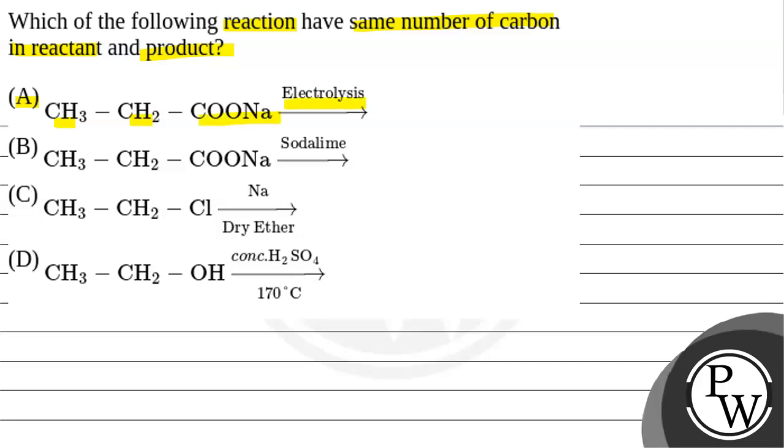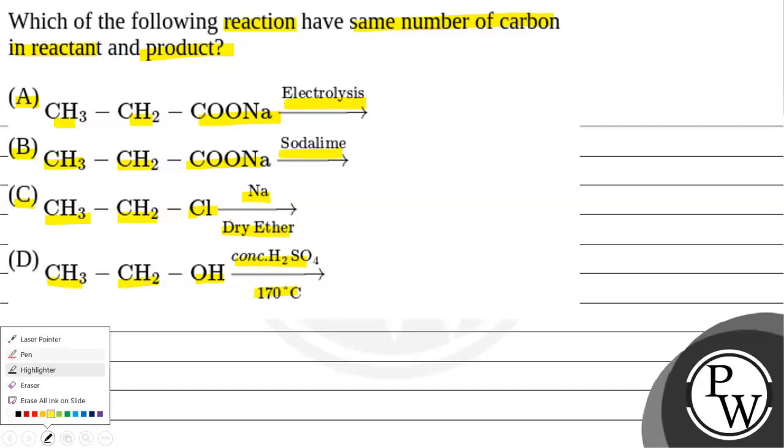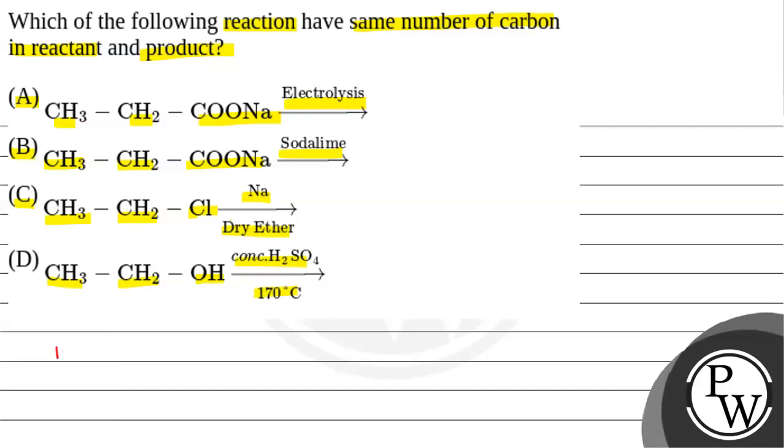We know that this is a Kolbe's electrolysis reaction. Option B, which is CH3CH2COONa in reaction with soda lime. And option C, this is our CH3CH2Cl reacting with Na and dry ether, and option D, CH3CH2OH, our alcohol, is reacting with concentrated H2SO4 at 170 degrees Celsius.